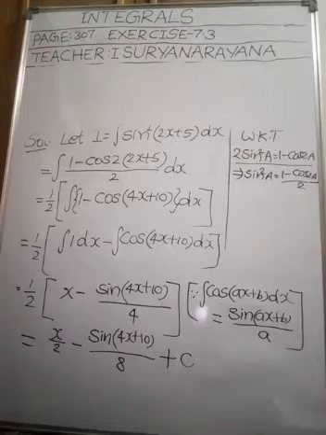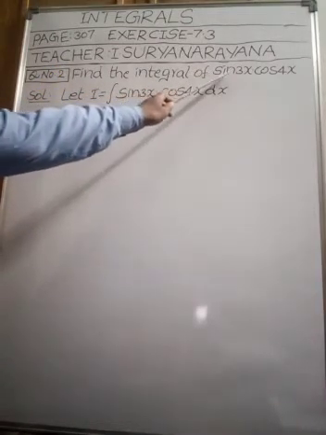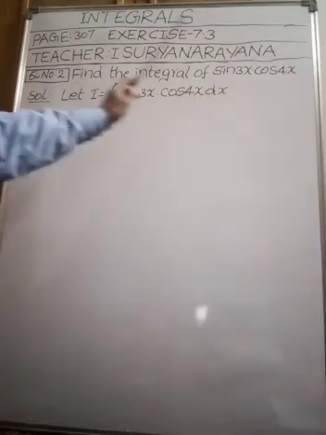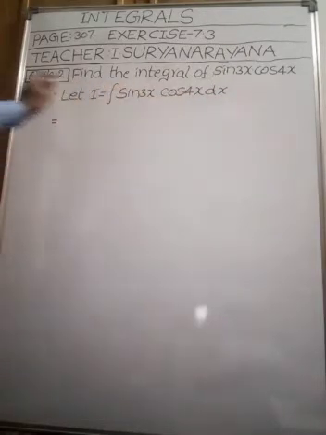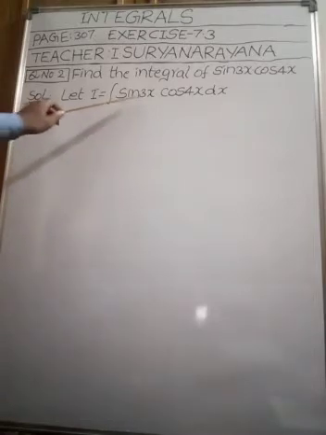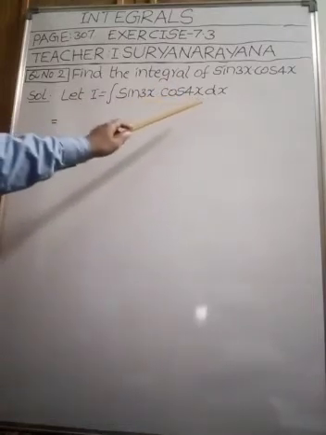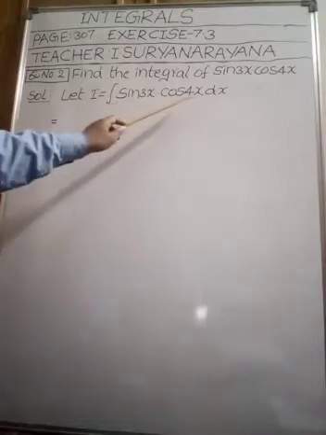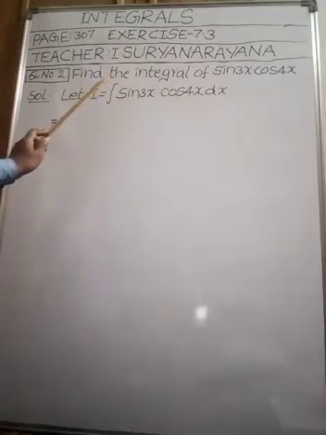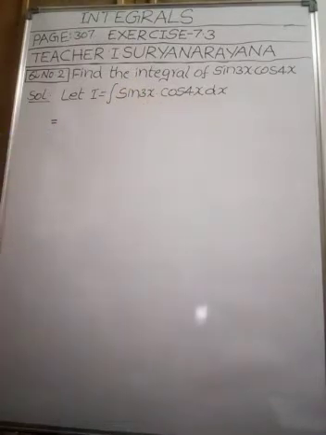Understood? Now come to the second question. Question number 2. Find the integral of sin 3x into cos 4x. Understood this question? Now let us assume that I is equal to the integral of sin 3x into cos 4x dx. The first step is we have to assume that I is equal to the integral of sin 3x into cos 4x dx.